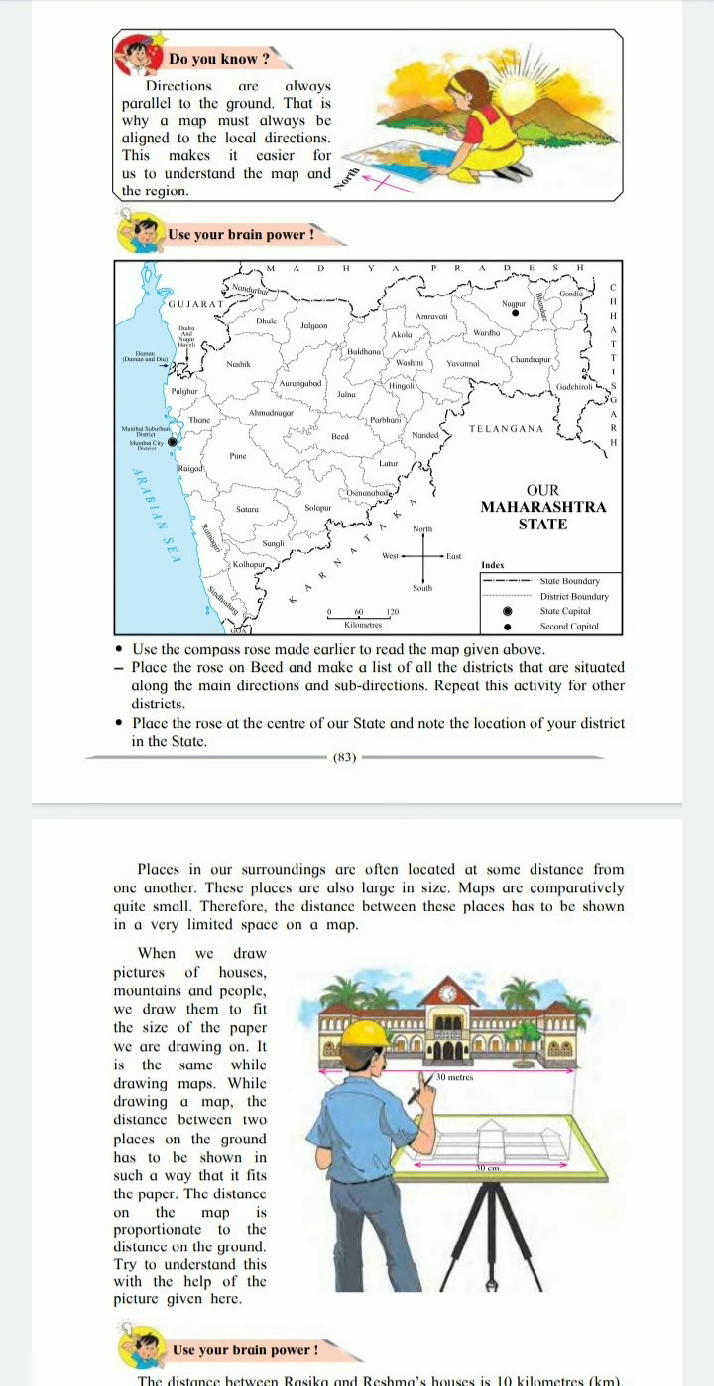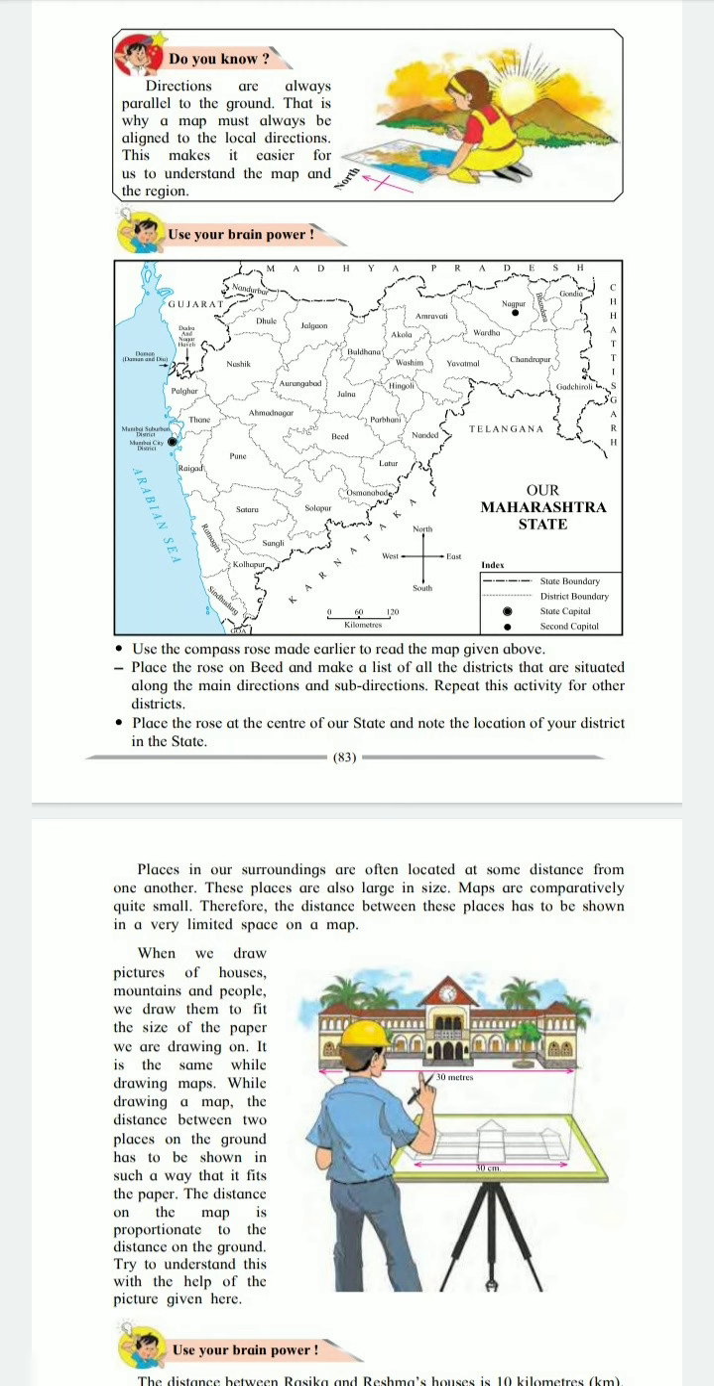Places in our surroundings are often located at some distance from one another. These places are also large in size. Maps are comparatively quite small. Therefore, the distance between these places has to be shown in a very limited space on the map. When we draw pictures of houses, mountains, and people, we draw them to fit the size of the paper we are drawing on. It is the same while drawing maps. While drawing a map, the distance between two places on the ground has to be shown in such a way that it fits the paper.